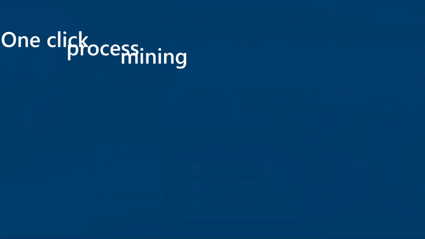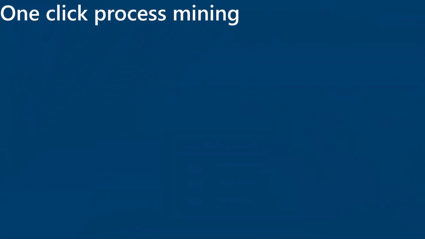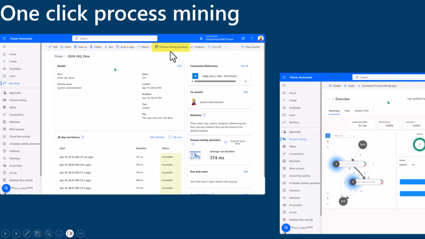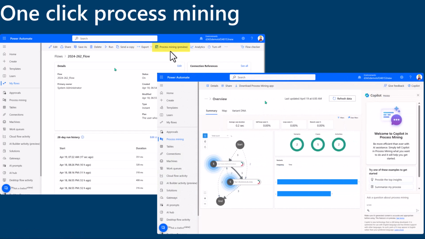First of all, you might have seen process mining if you just tried it. Then you go here to Power Automate, you select a flow, whatever flow you have, and once you have a couple of runs, you can click here on this process mining preview in my case, and then you get this analysis. So very easy, super simple, nothing special. Everybody can do that.